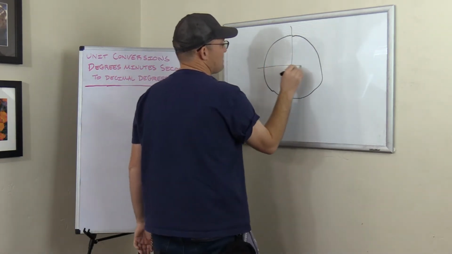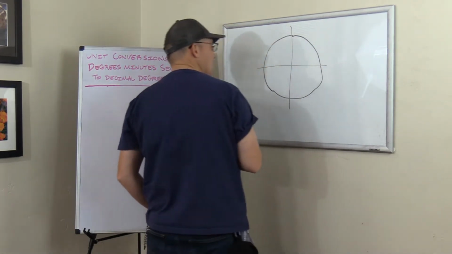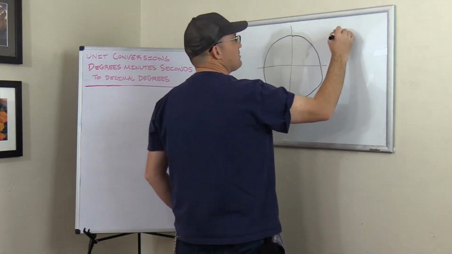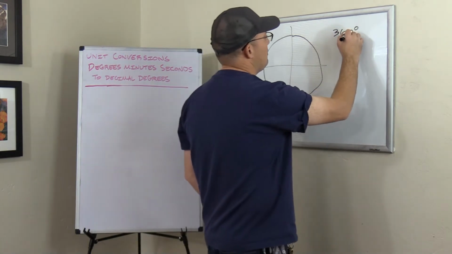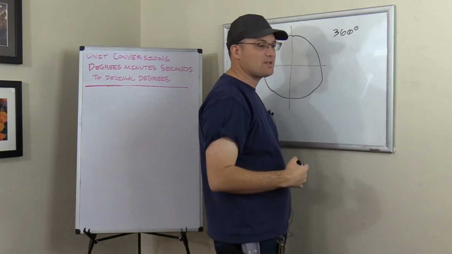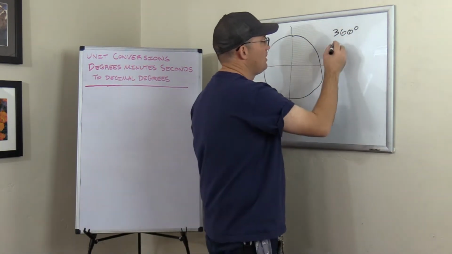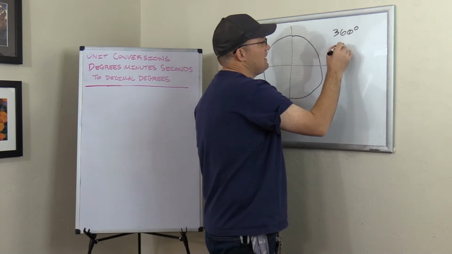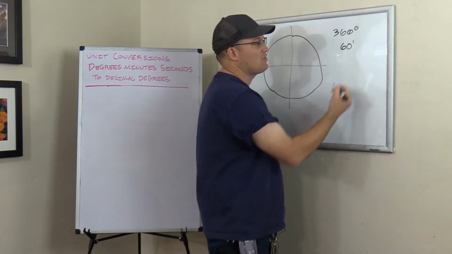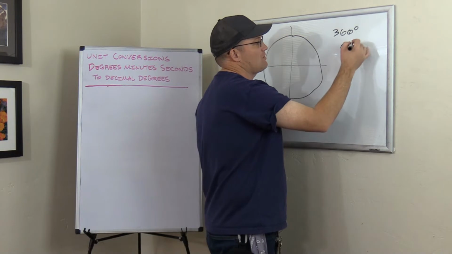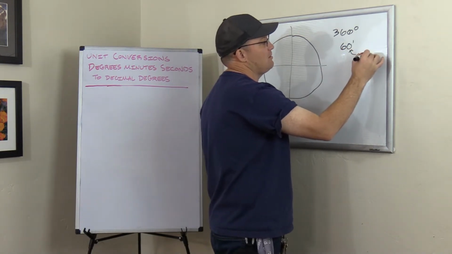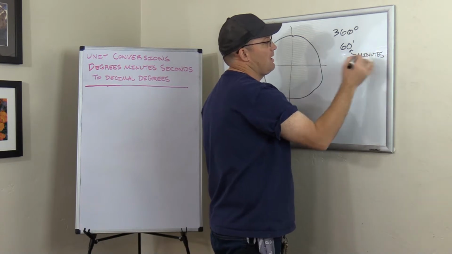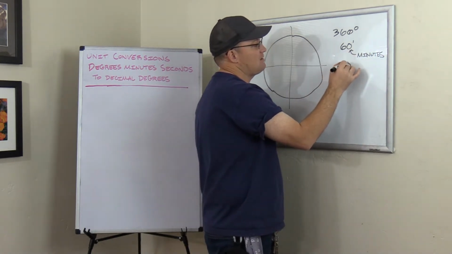Okay, so degrees, minutes, seconds. We take the circle and we split it into 360 degrees, just like we do in decimal degrees. But when we want to express fractions of a degree, we divide each degree into 60 minutes, which we use this symbol for. That's what surveyors use that symbol for. That's minutes, just like minutes on a clock. And then we divide each minute into 60 seconds.